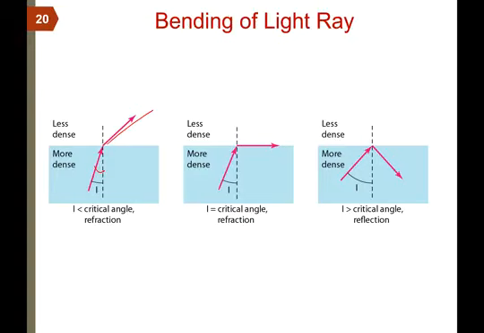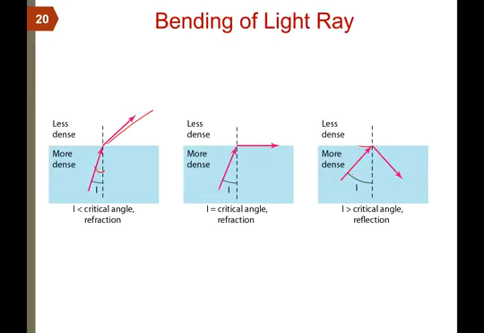So if it's less than the critical angle, then the light will go outside, will cross the boundary. If it's equal, then it will be like this. But if it's more than the critical angle, then it will be reflected. This is called internal reflection, or total internal reflection. The light is reflected like a mirror.